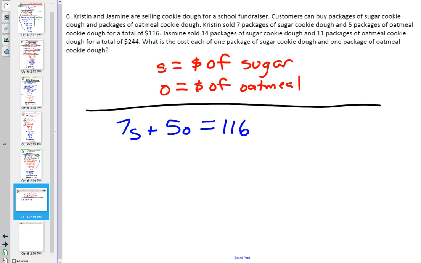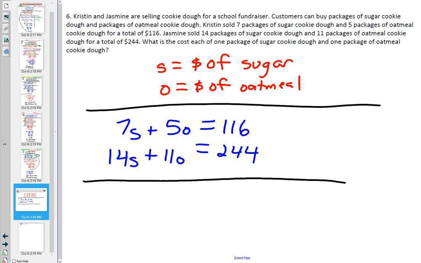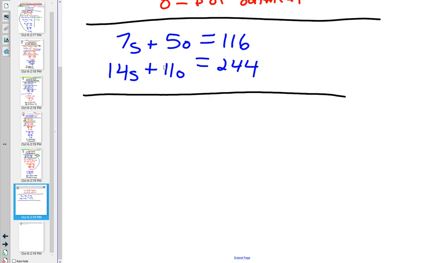And now let's do Jasmine's equation. 14 sugar cookie packages plus 11 oatmeals. And that's equal to 244. So let's figure out the cost. And since we're dealing with money, remember decimals would work out okay.